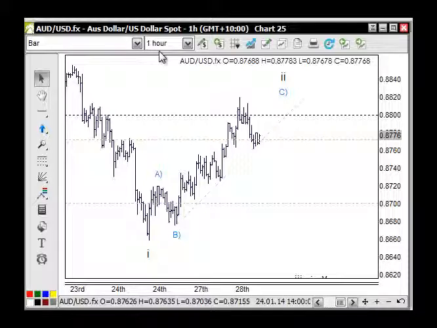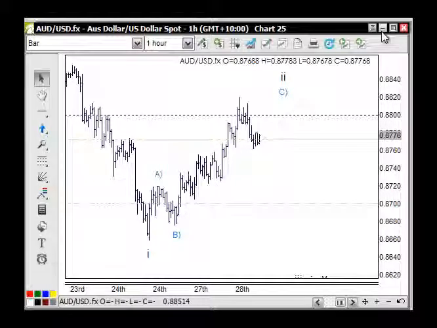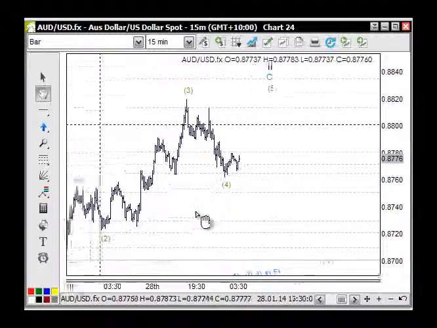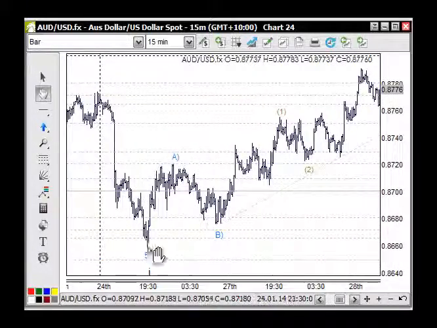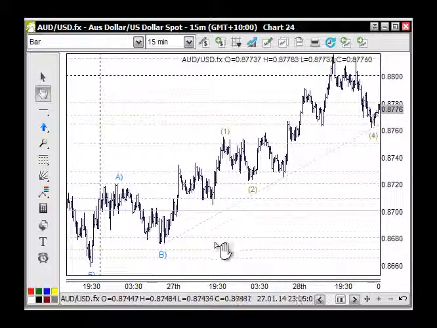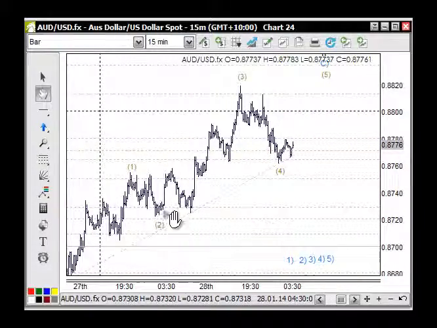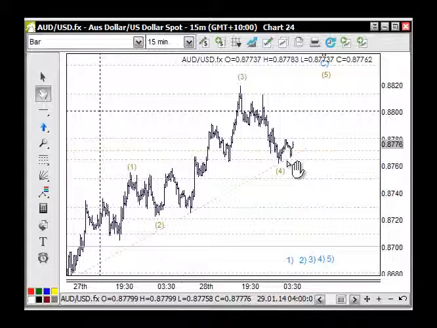So if I move to a lower time frame here, this is how I've counted it to the upside. So the A wave, the B wave, 5 waves up for wave 1, back for wave 2, and then 1, 2, 3, 4, and 5 here for the third, and the fourth pulling back to the fourth wave of one lesser degree. So as long as this stays intact here, then we should see a move up here, taking this high out here.